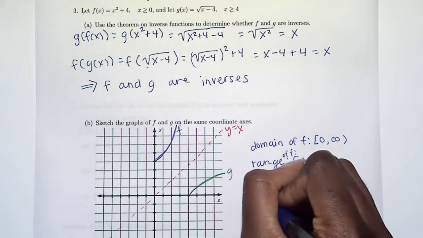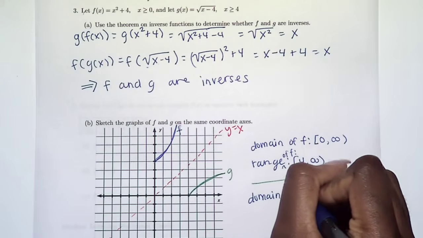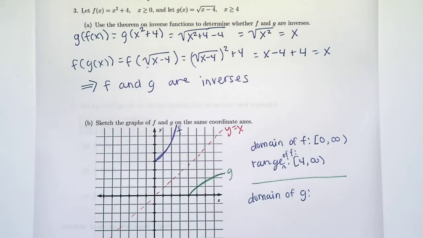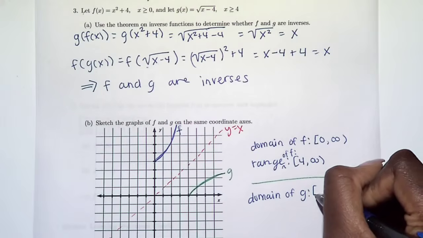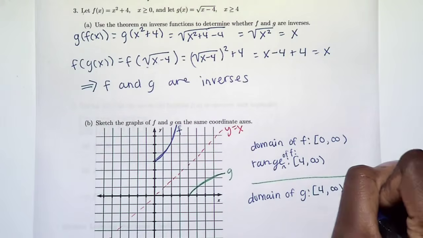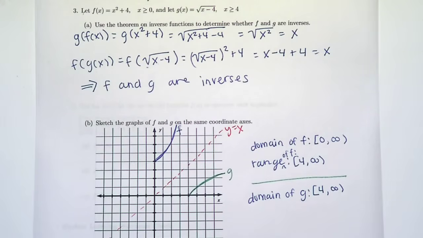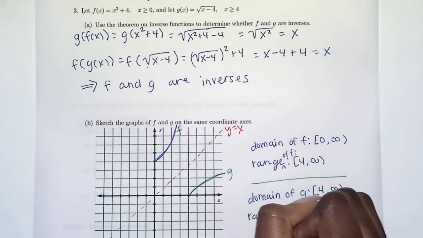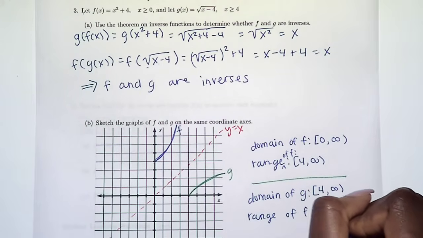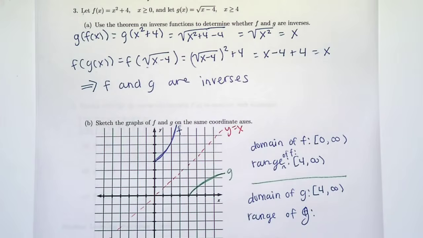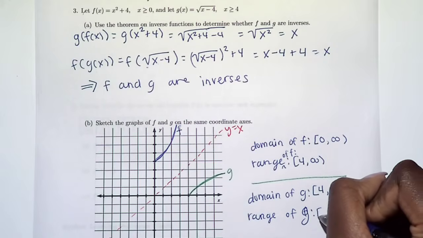Okay, now let's do g. Let's first find the domain of g. So this is the inverse of f. The x values are x from 4 to infinity. And the range of g, so all of the y values, is going from y equals 0 on up to infinity.